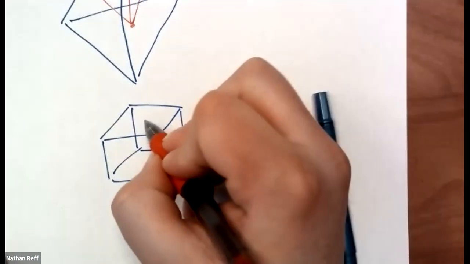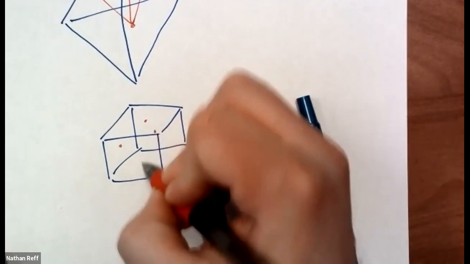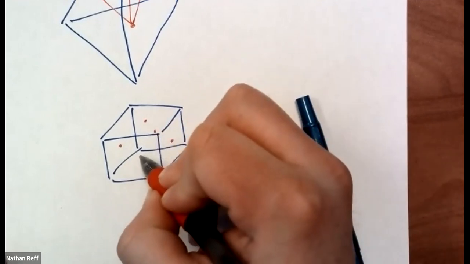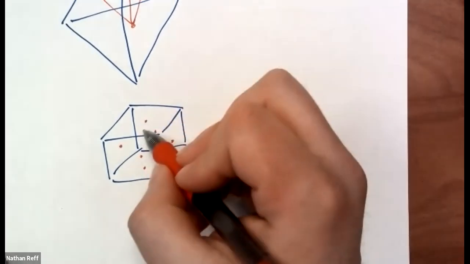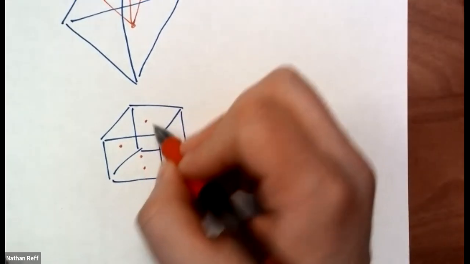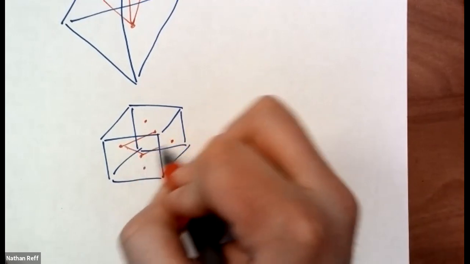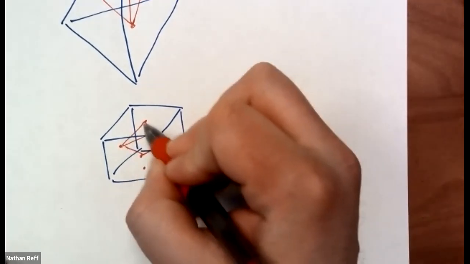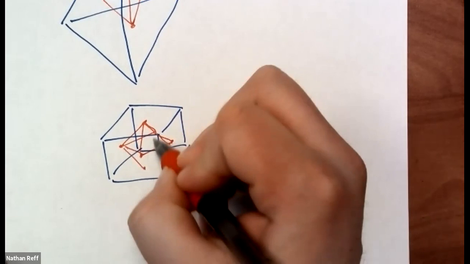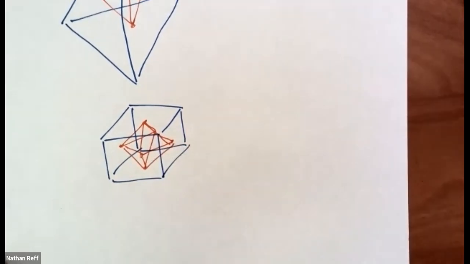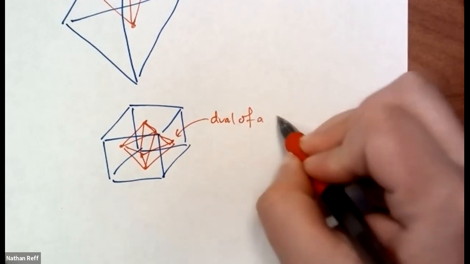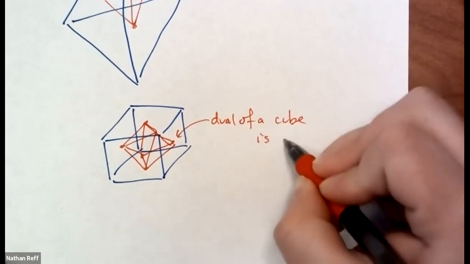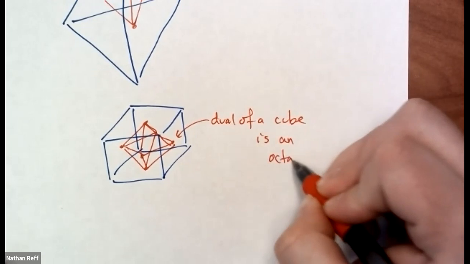So now draw a vertex for each face. How many faces are there? There's 6, right? So you see the dual of a cube is an octahedron.